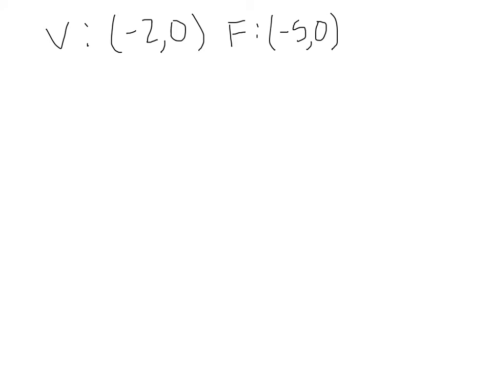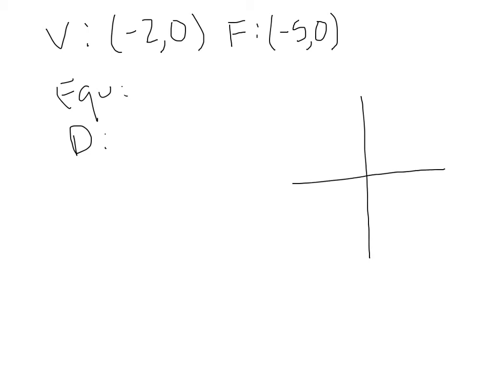So here we have another parabola. In this case, we know that the vertex is (-2, 0), and the focus is at (-5, 0). So for this one, we need to find the equation, and the other piece of missing information is the directrix. So again, I'm going to sketch it out to help me visualize which direction it's opening in, what kind of parabola I have going on.